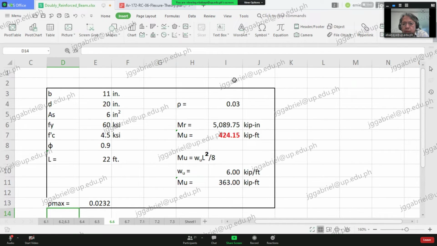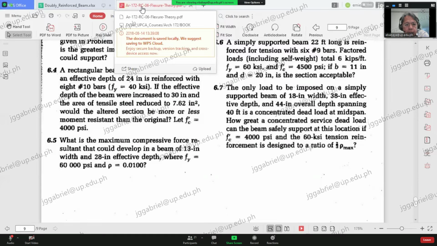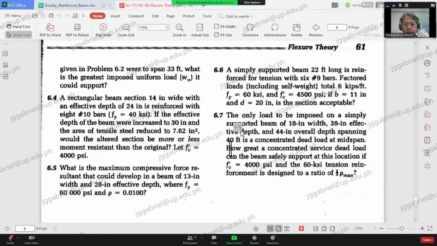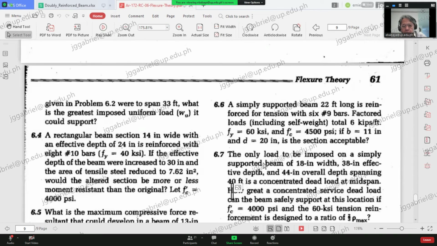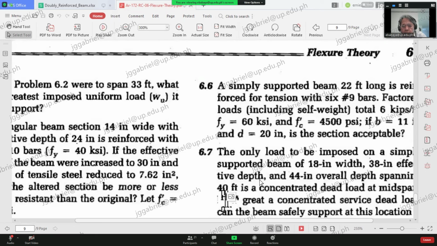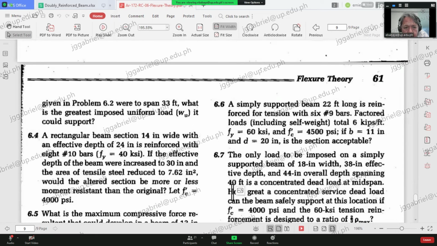Excuse me. Sorry. Let's look at 6.7. 6.6. Okay, this is 6.6. Now, let me just cut it.